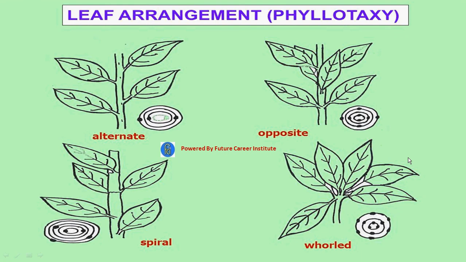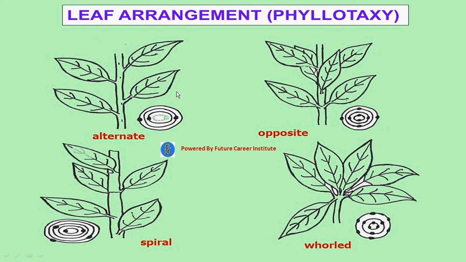Some books prefer to say that there are 3 types of phyllotaxy. In that case, the spiral phyllotaxy is included within alternate phyllotaxy, whereas others say there are 4 types of phyllotaxy: alternate, opposite, spiral, and whorled. You're going to follow whatever your book says. Let us take a look again at the leaf arrangement or phyllotaxy.